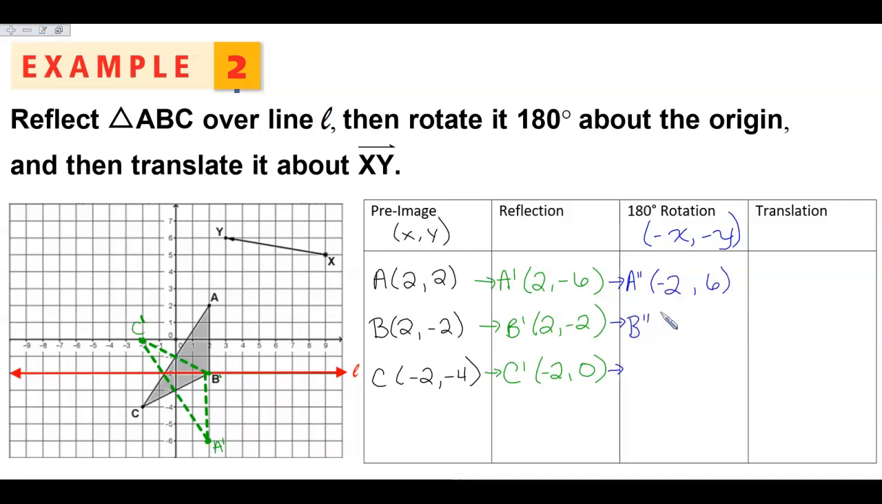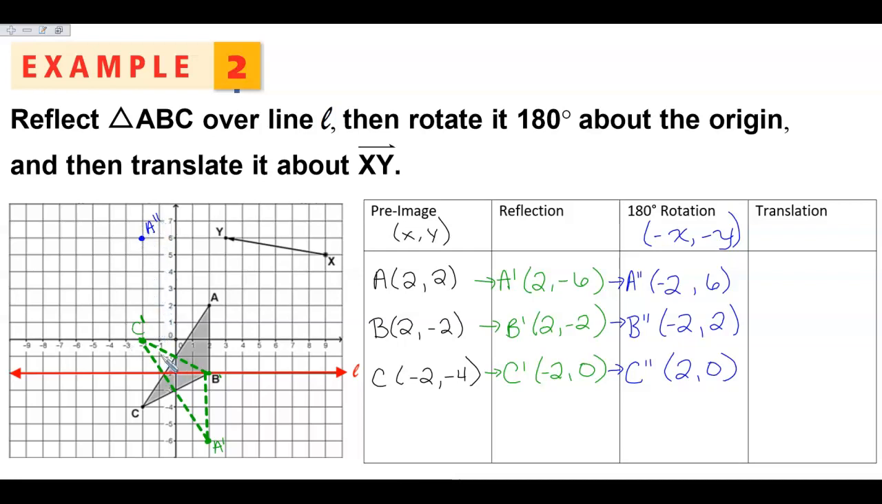Okay, so we're going to go through and just negate all of my values and switch all the signs. So remember here, 0 doesn't have a sign, so it stays 0. All right, so now we're going to go ahead and graph these points. So A double prime is going to be at the point (-2, 6). So A double prime is up here.